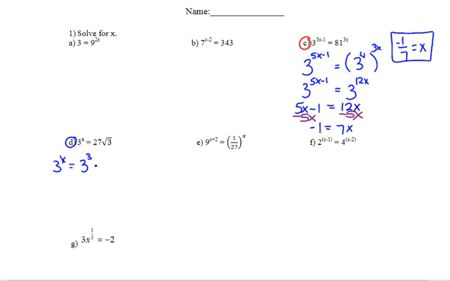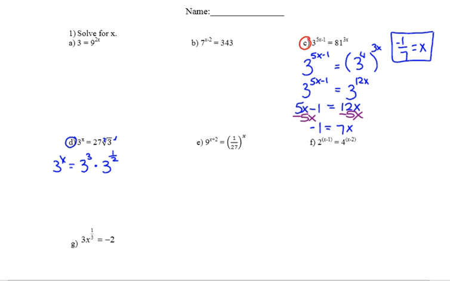Times. Now we want to get rid of the square root. We want it as an exponent. So remember with these, what's the power here? What's 1, and what's the root? 2. So this becomes 3 to the power of 1/2. 1 over 2.